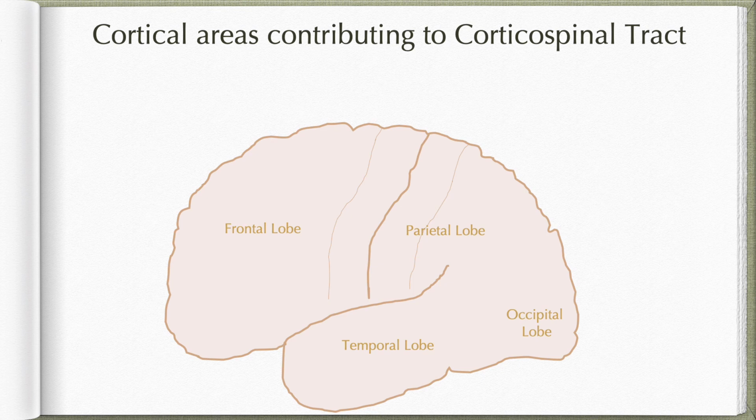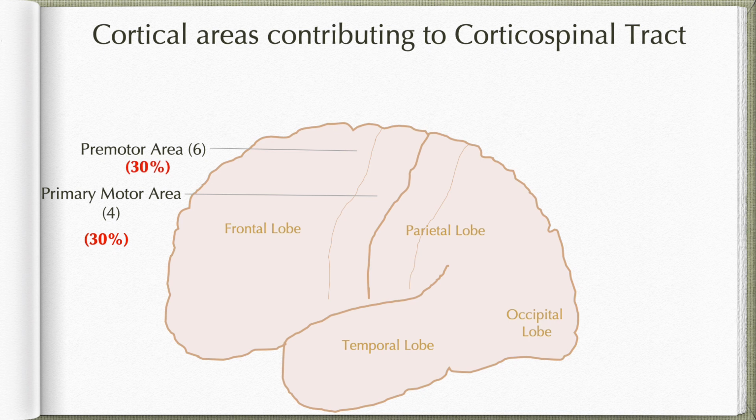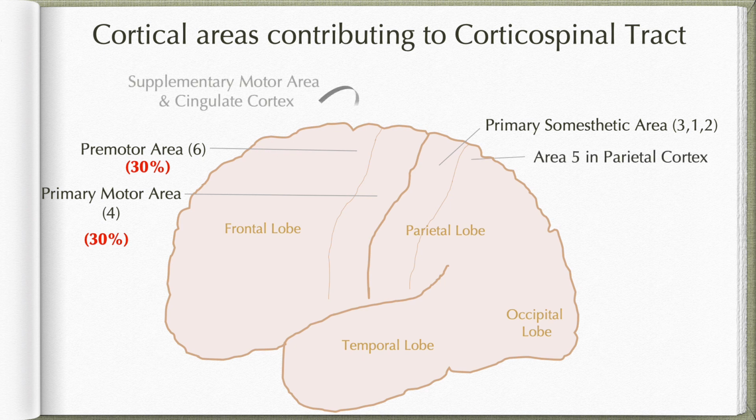The cortical areas that contribute to the corticospinal tract include the primary motor cortex, which contributes 30% of the fibers, the premotor area or area number 6, which contributes another 30% of the fibers, and then the primary somatosensory area, area 5 in the parietal cortex, and the supplementary motor area and cingulate cortex on the medial surface. Now these last few areas will contribute to the remaining 40% of the fibers.